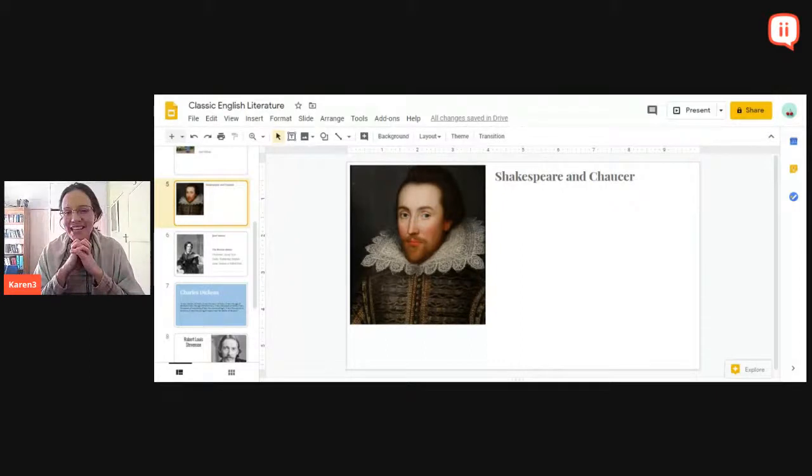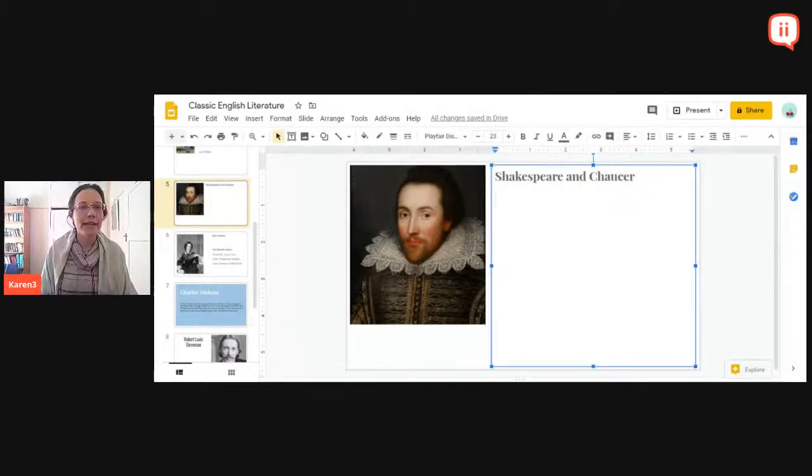Chaucer. Does anyone know about Chaucer? I'm going to write here. See if I can write here. Okay. Does anyone know who Chaucer was? And have you read any of his books?